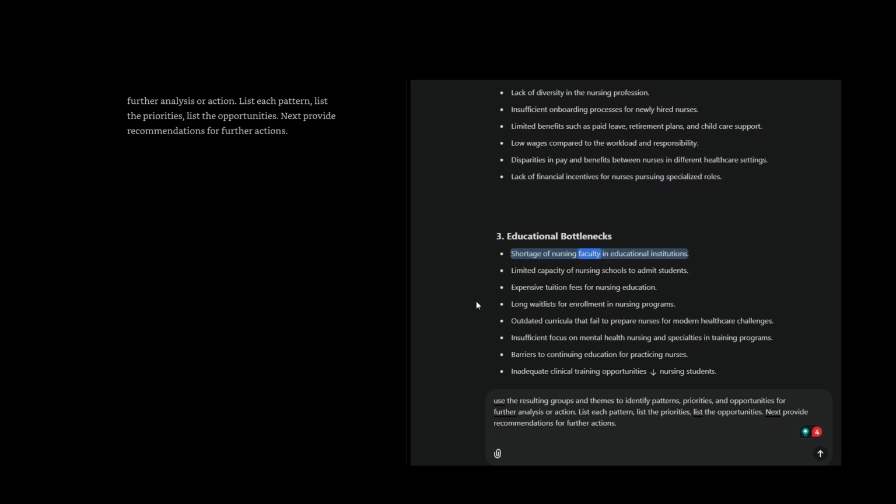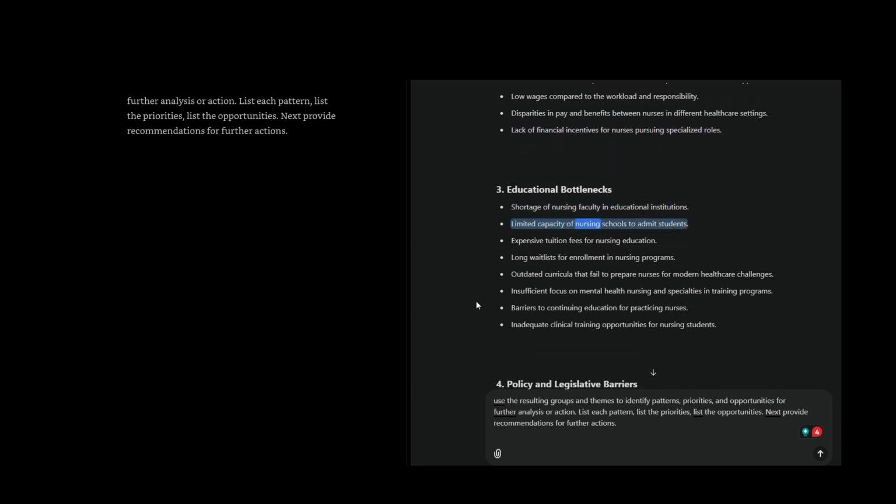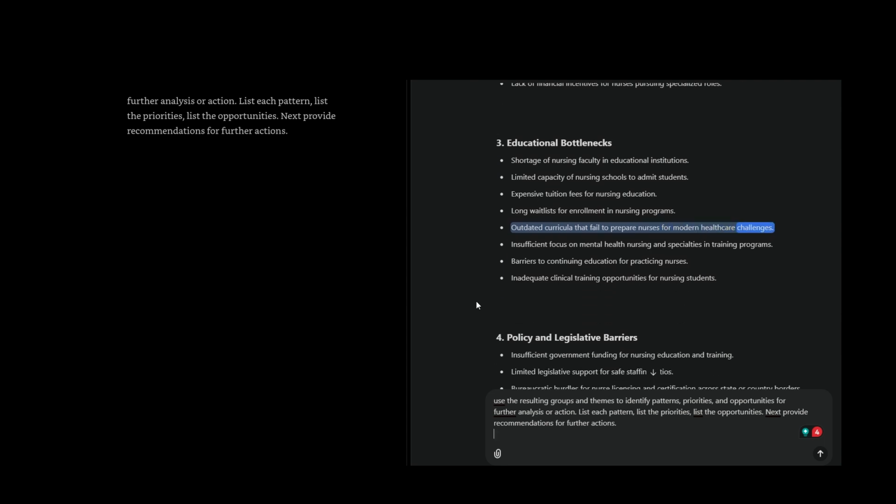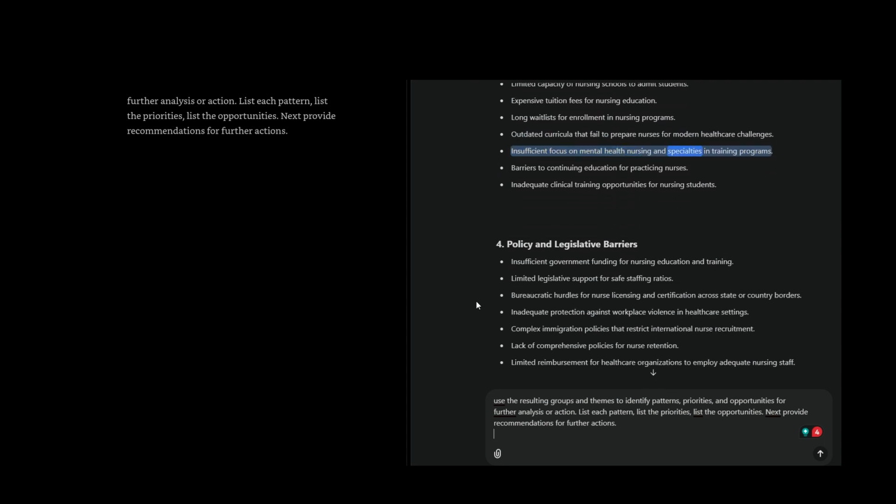3. Shortage of nursing faculty in educational institutions, limited capacity of nursing schools to admit students, expensive tuition fees for nursing education, long wait lists for enrollment in nursing programs, outdated curricula that fail to prepare nurses for modern healthcare challenges, insufficient focus on mental health nursing and specialties and training programs, barriers to continuing education for practicing nurses, inadequate clinical training opportunities for nursing students.